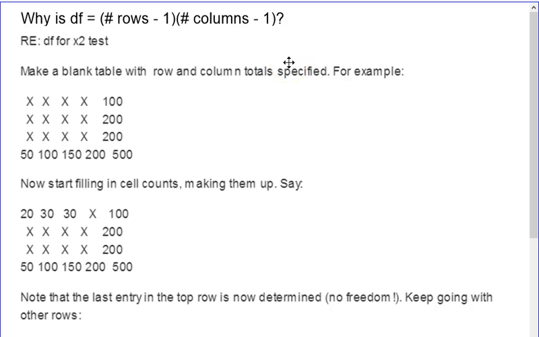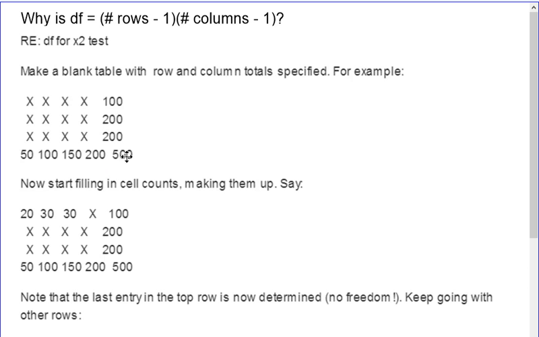Why is the degree of freedom the number of rows minus 1 times the number of columns minus 1 for a chi-squared two-way test? So let's just imagine that we have a table of data. All these x's represent cells where data would be, and these are the row totals and the column totals, and then this is the total of all values.